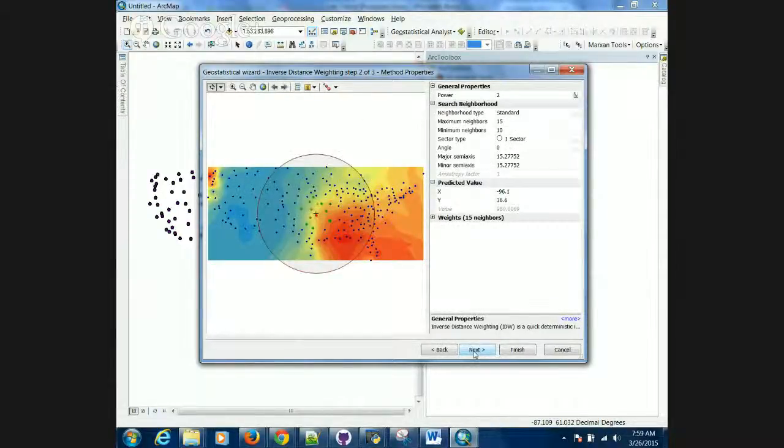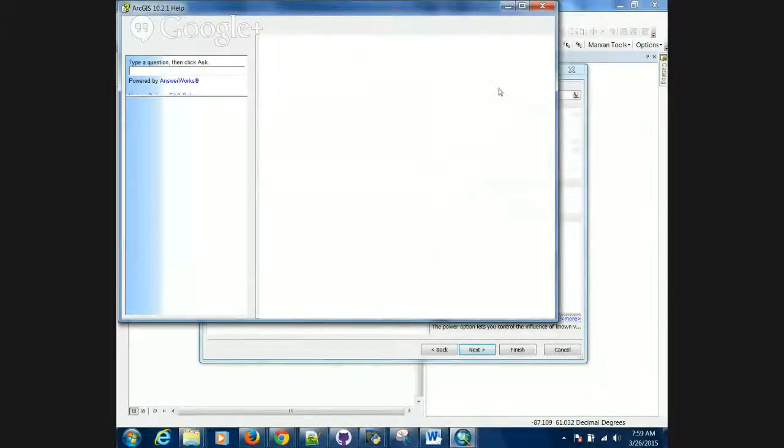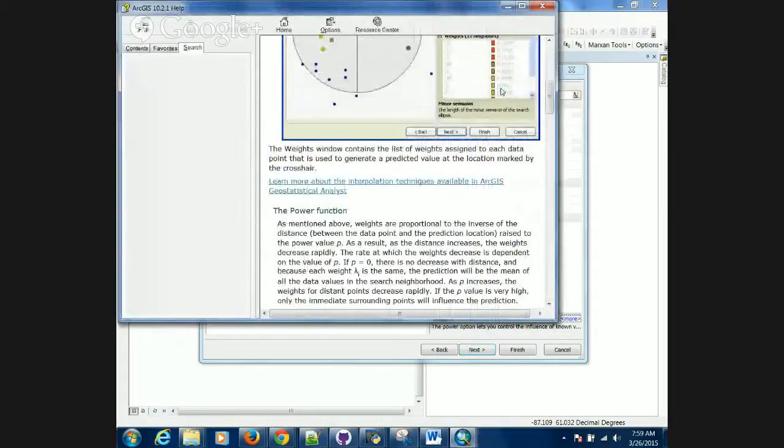And then the only thing that we're going to do on this screen is something that also is not available from the spatial analyst toolbox, is that you can optimize your power value. Hit optimize power value, and it'll optimize that value.